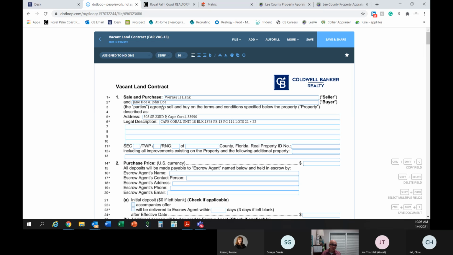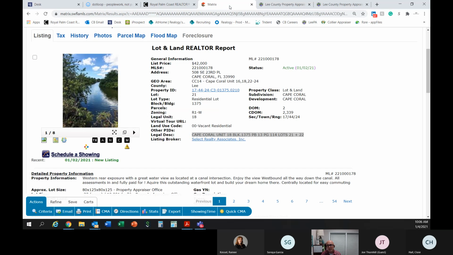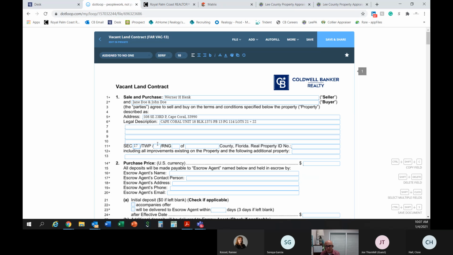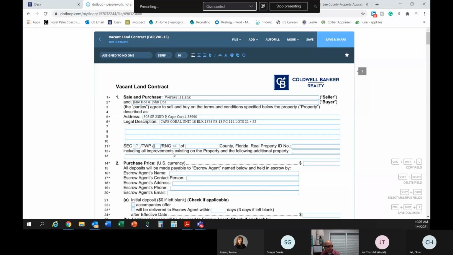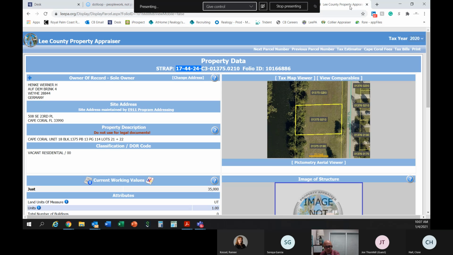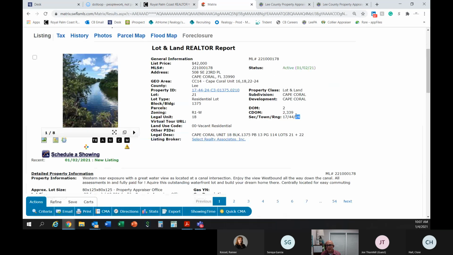This is actually the first 3 digits within the PID. Okay. So 17, 44, and 24. It's also found right here in the listing information and the MLS. So 17, 44, and 24 we're going to enter. Okay, first 44 and 24. I think I goofed. Okay. So 17, 44, and 24. And you can see that it's there as well.